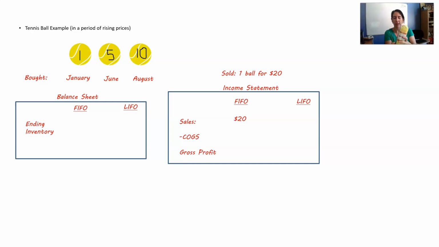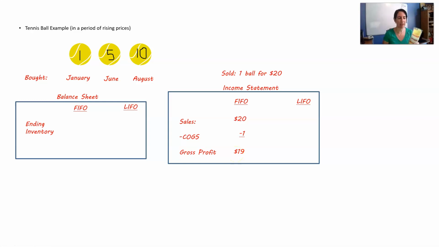Well, if we're looking at FIFO, FIFO stands for first in, first out. So the first one that I purchased is the first one I'm selling. So the first one I purchased was the $1 tennis ball. That's going to be the one I'm saying I sold as my cost of goods sold. So there's my $1 cost of goods sold, making my profit $19.